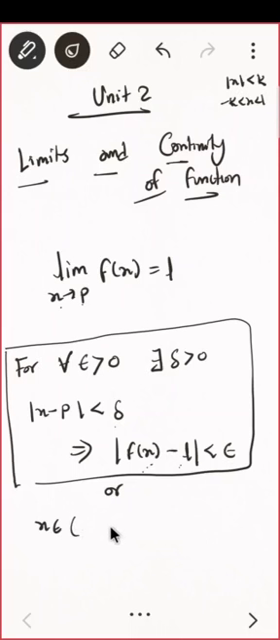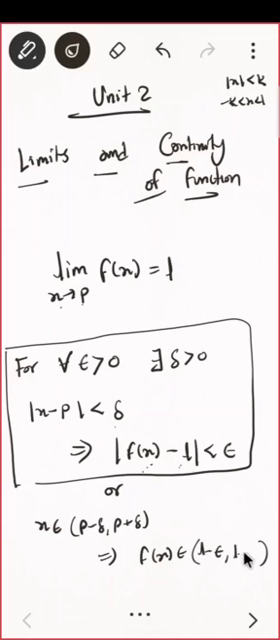It will be an open interval definitely. Yeah, so it will be p minus delta and p plus delta. Is that correct? And same for the other one. Can you tell me where f of x belongs to? L minus epsilon, yes, L minus epsilon and L plus epsilon, correct.